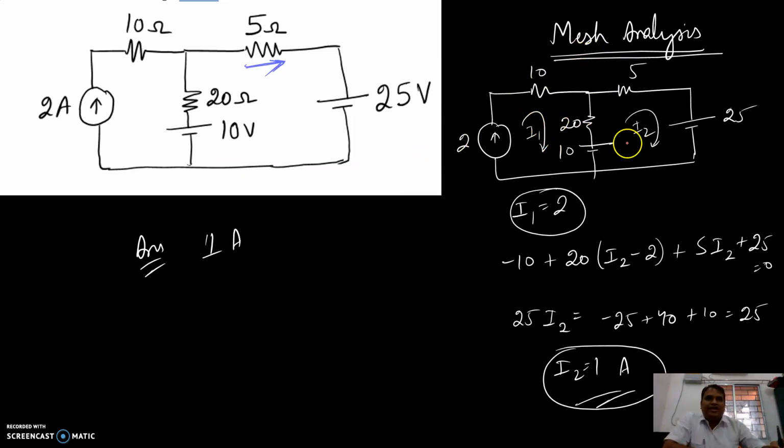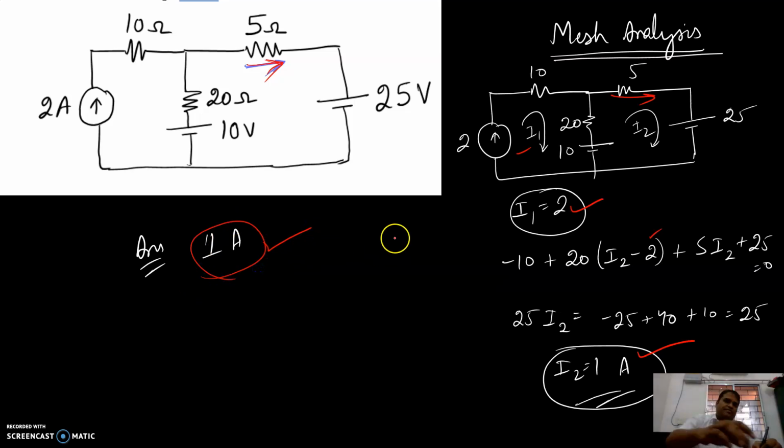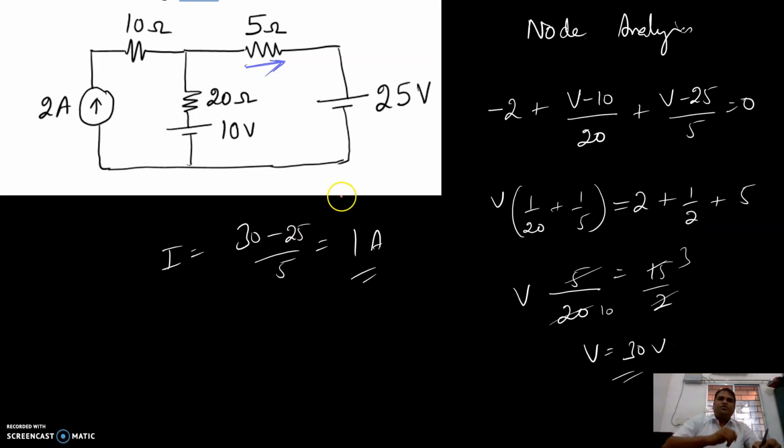So we have taken two circuits with I1 and I2, two currents over here. I1 is easy to find, 2 ampere, and we apply a KVL over here like minus 10 plus 20 (I2 minus I1). I1 is 2, so it is 2 over here, plus 5 I2 plus 25 is equal to 0, and we get I2 is equal to 1 ampere. If I2 is 1 ampere, so the current through the 5 ohm, you can choose any direction, like if you have written it left to right, then the current I2 is the answer, and that is why you get the answer as 1 ampere. Now the same problem if you do the node analysis.